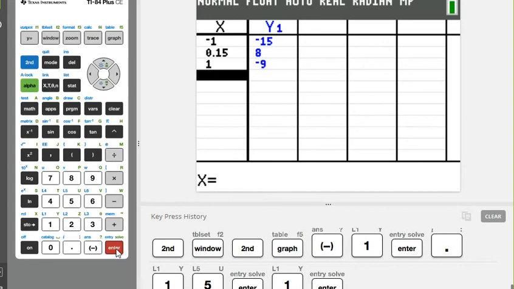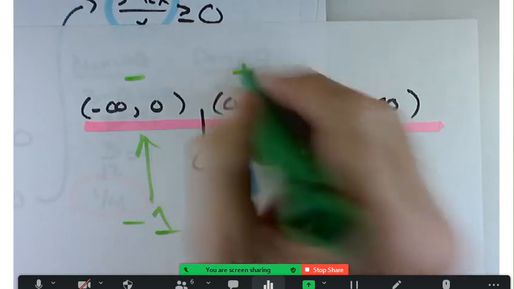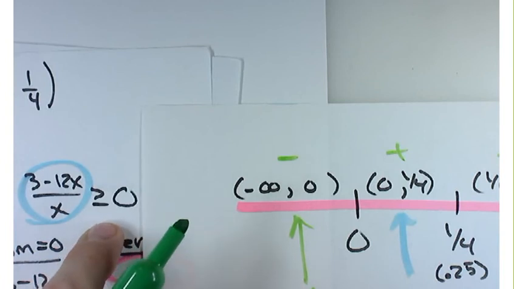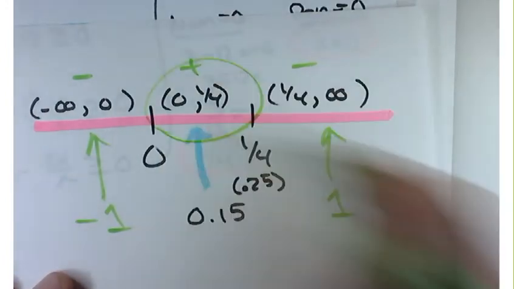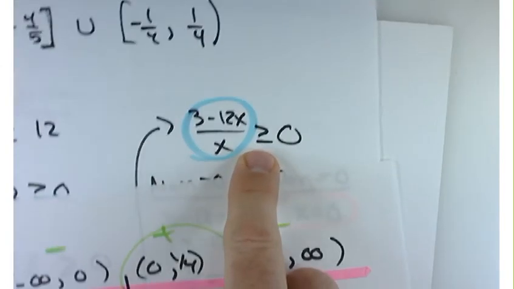What's the information I need to get out of this table? Perfect. Thank you, Mahar. Negative, positive, negative. So let's write that in here. Negative, positive, negative. Do I want the negative intervals, or the positive interval? Positive, because I want to know where this is greater than 0. So that means this one. But because it's a greater than or equal to, I got to decide which endpoints I want to choose.